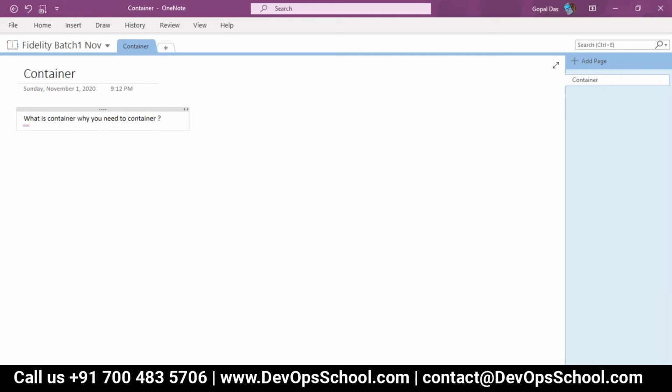Yeah, Gopal. So container is mainly used to encapsulate all the applications in one place. It's kind of a bucket where we do not have to install our own applications on our on-prem devices. Rather, we can just hook it up to the server and start using it. Good.